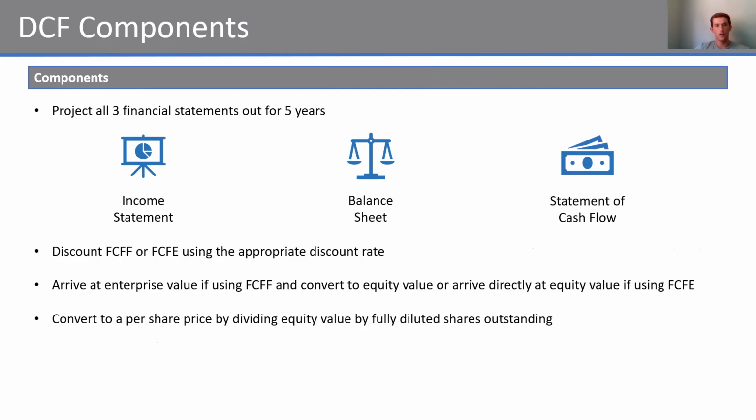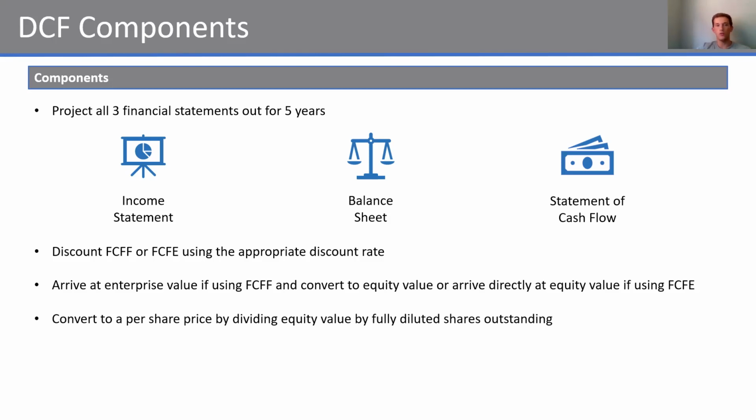And then from there, you have to discount free cash flow or free cash flow to equity using the appropriate discount rate, which again, we touched on the last one, is either the weighted average cost of capital if you're using the free cash flow to the firm, or the cost of equity if you're using free cash flow to equity. From there, you're either going to arrive at the enterprise value if you're using free cash flow to the firm, and you have to convert that to equity value using the formula we talked about before, which is just enterprise value minus debt plus cash. That's a simple version of enterprise value. There's more detail to that, but you guys don't need to know the nuances at this point. Or you'll directly arrive at equity value using free cash flow to the equity holders.